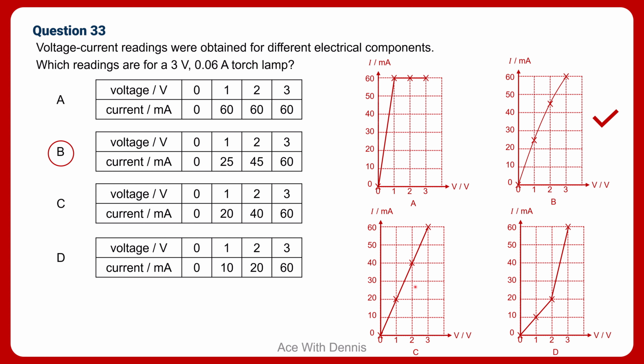As you can see from here, when the voltage increases, the rate of change of the current decreases. The reason is that the larger the voltage, the hotter the filament. When the filament gets hotter, the resistance is higher. Therefore, the rate of change of the current will become slower. Hence, the answer will be B.